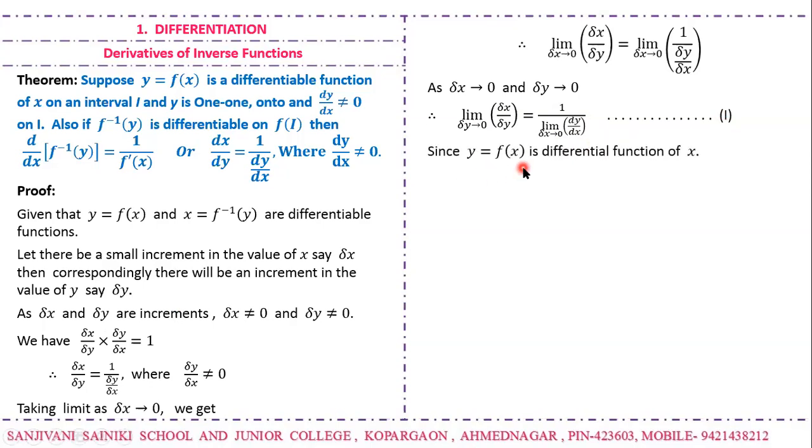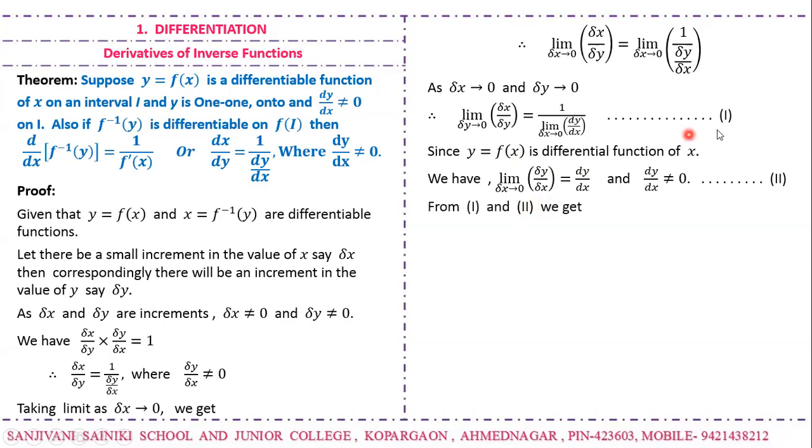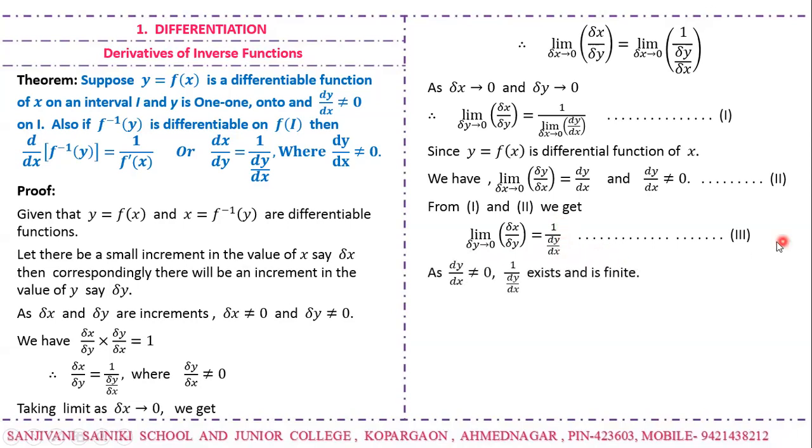Now it is given that y is equal to f of x, a differentiable function of x. So the limit of delta y by delta x as delta x tends to 0 is equal to dy by dx, and dy by dx is not equal to 0. Since y is a differentiable function, we can write this. So from equation 1 and equation 2 combined together, you get the limit of delta x by delta y as delta y tends to 0 is equal to 1 upon dy by dx. This is our equation number 3.